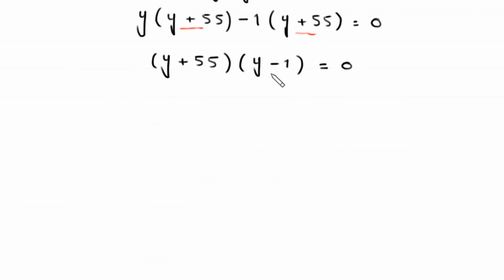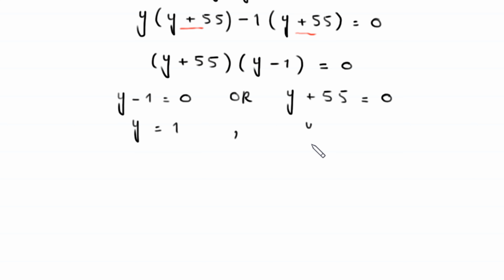Now from here either this expression y minus 1 is equal to 0 or this expression y plus 55 is equal to 0. From this equation we get the value of y is equal to 1. From this equation we get the value of y equal to negative 55.